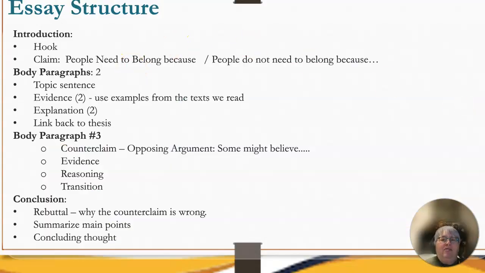All right, so the essay structure, you're going to have a hook and a claim. People need to belong because, or people do not need to belong because. And don't worry about the hook right now, not in the pre-writing stage.